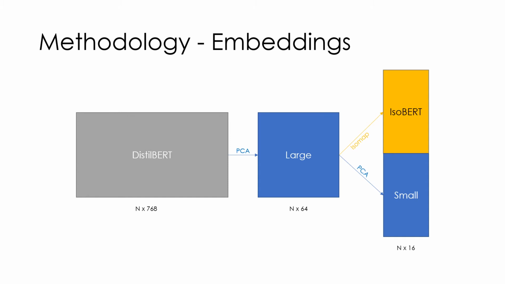And you may ask yourself, why not use IsoMap directly from DistilBERT to IsoBERT, 768 dimensions to 16 dimensions? Empirically, we found that this takes far too long, and the 64 dimensions of large PCA encapsulates nearly 80% of the variance of the original DistilBERT, and we found that to be sufficient.